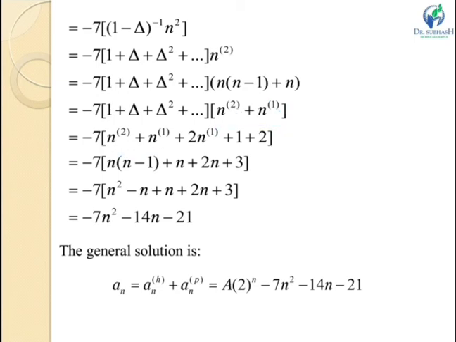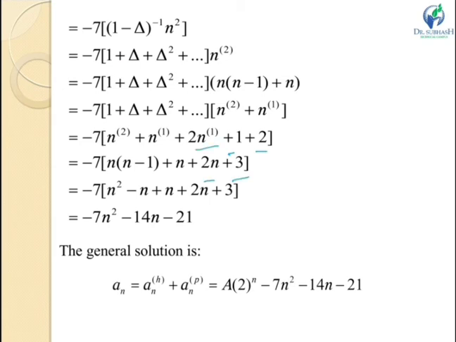Next, it is delta, so I will just differentiate this equation. So n square will be 2n, and for n it will become 1. Now next, it is delta square, so I will differentiate this equation 2 times. On differentiating this equation 2 times, I get just 2. Okay, so 1 plus 2 will become 3.